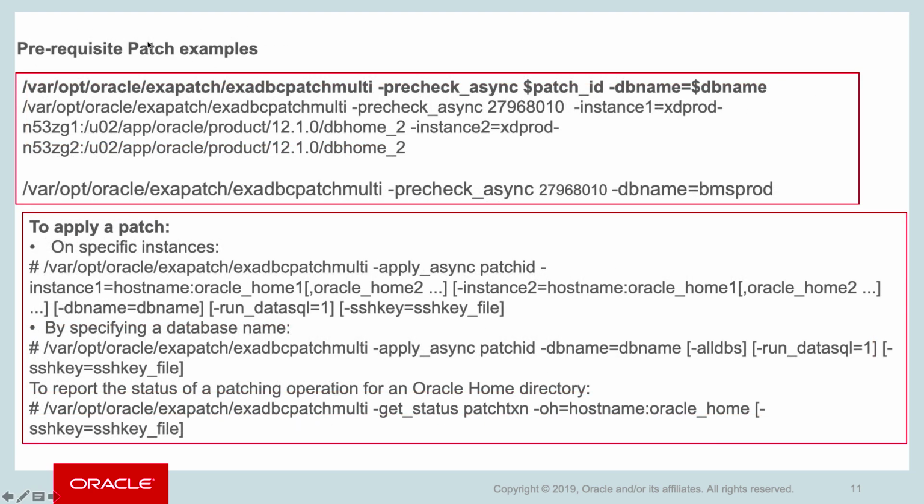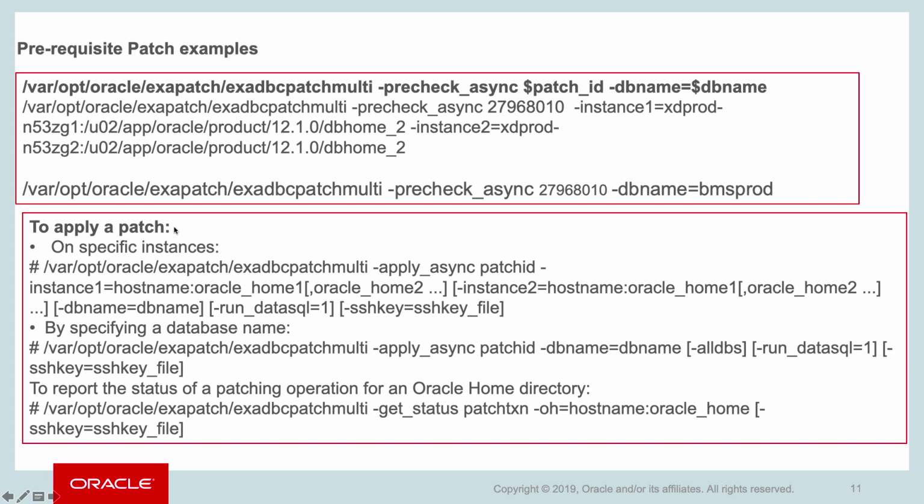So here are a few examples of the prerequisite patch. Here we have specified exadbcpatchmulti -precheck_async and the patch ID. 27968010 is my patch ID, and then I'm passing instance1 equals the first node colon the Oracle home. Then for the second instance, again the hostname of that second instance colon the database home. By using the database name, you can again specify the patch ID here, and then the database name BMS prod. If it is running on both compute nodes, two instances, it would automatically be able to provide you the prerequisites pre-check output. Once you are done with your prerequisite check, you would be able to apply the patch.